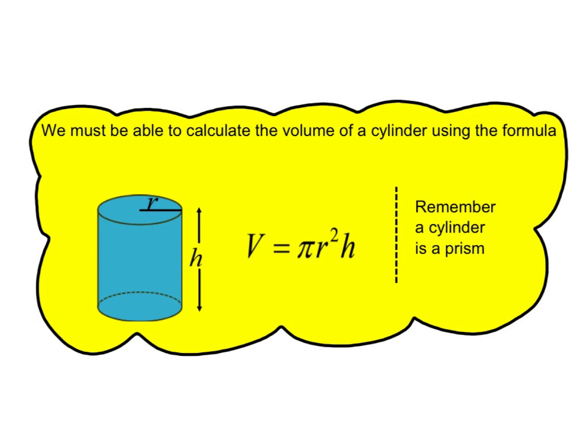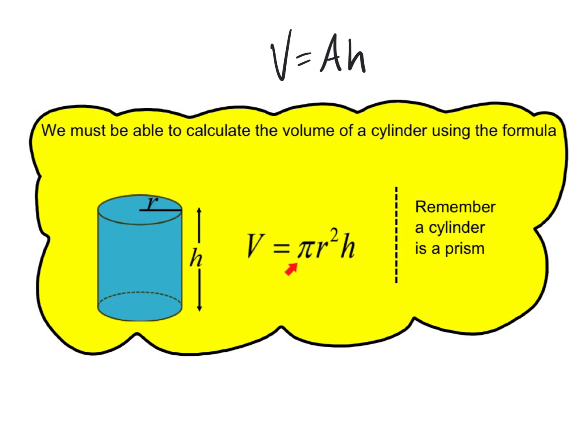A good way to do that is just remember a cylinder is a prism. It's just a circular prism. That circle runs all the way through and it's constant in its size and shape all the way through. So it is a prism. And remember, the formula for the volume of a prism is volume equals area of the constant cross section multiplied by the height. And that's really what you have here.